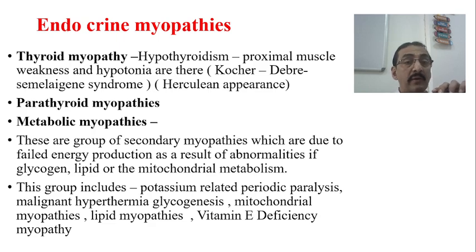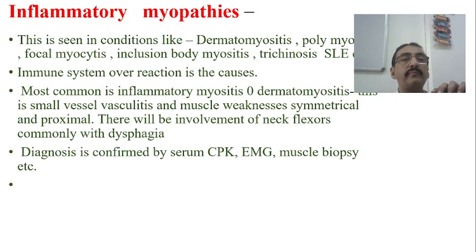So this group includes many other conditions also, like potassium-related periodic paralysis, channelopathies, malignant hyperthermia, glycogenoses, mitochondrial myopathies, lipid myopathies, and vitamin E deficiency myopathies. So they can be the causes for these metabolic myopathies. This can happen in children, and this can happen in the adult population also.